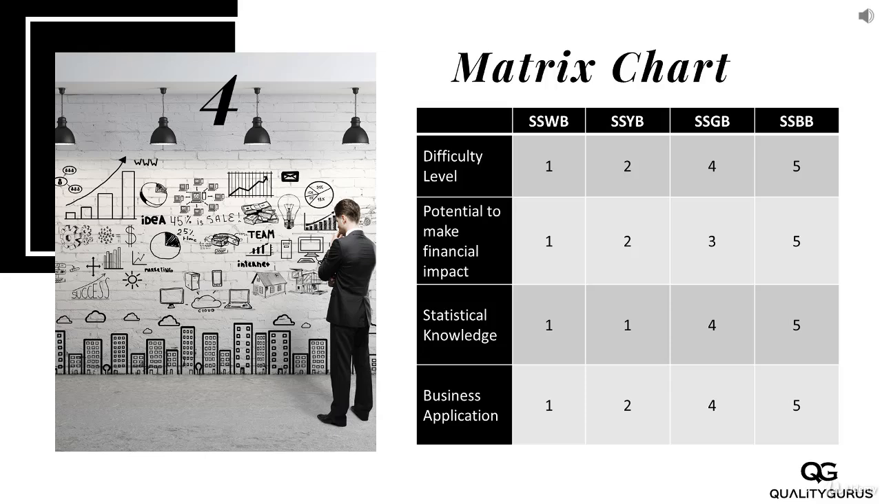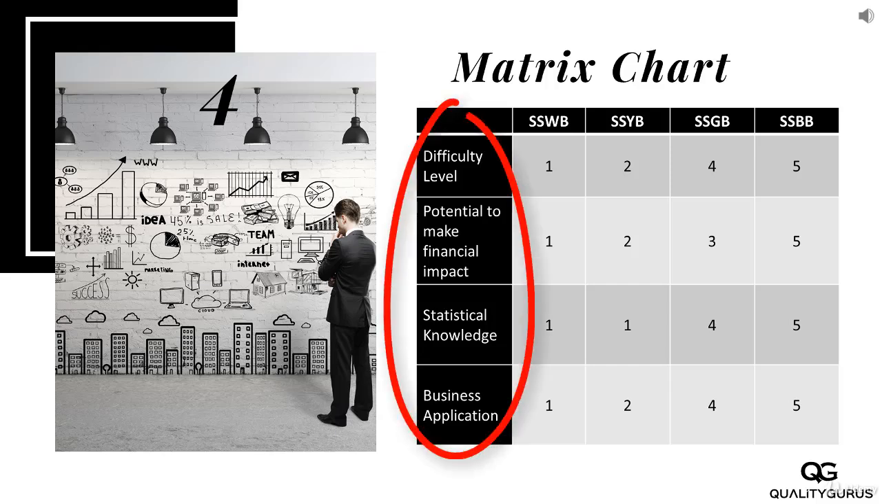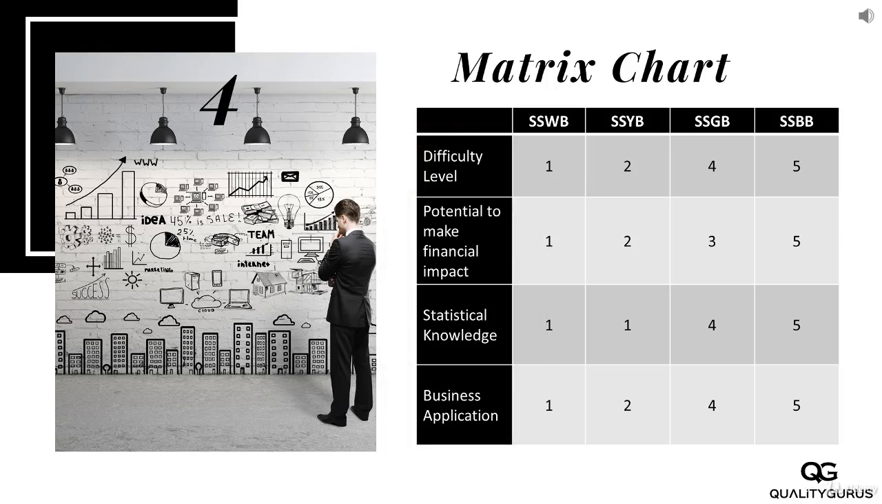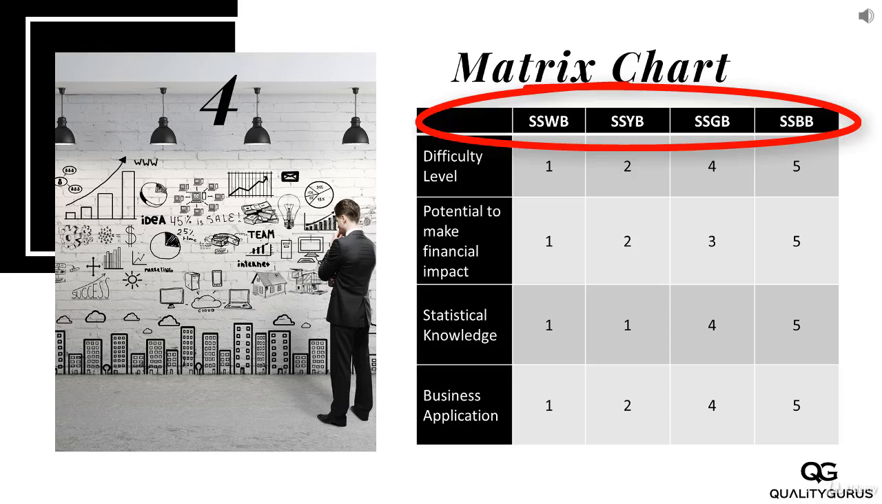Now think of each of these rows, difficulty level, potential to make financial impact. Look at these as what the customer is looking for. Let's say the customer is looking for less difficulty level, more business application, less statistical knowledge. You list down whatever the customer is looking for here. So that's where you put what the customer requires, and here on these things you can put how you serve the requirements of the customer. This could be the number of options, number of products you might have.